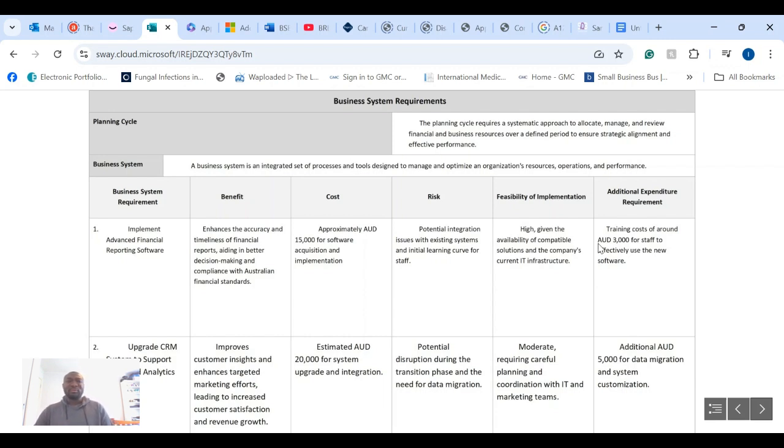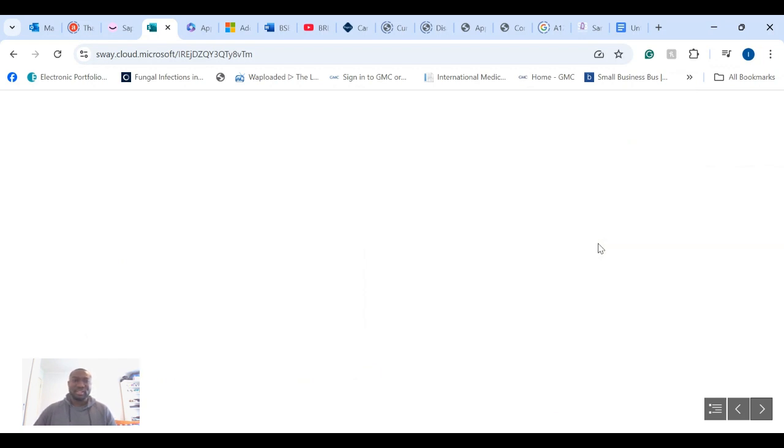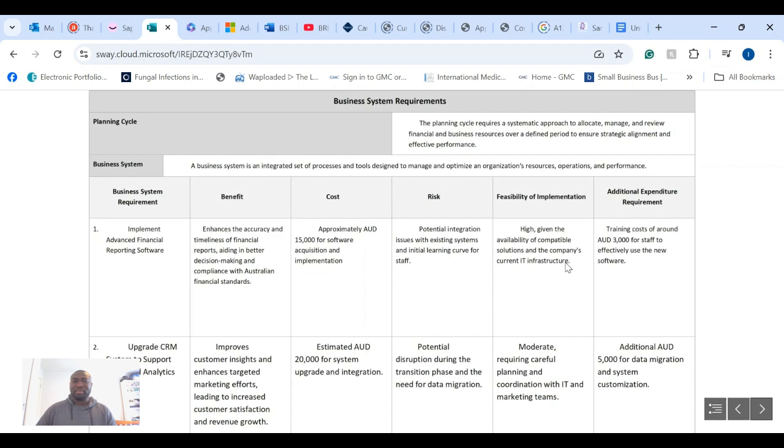Basically, I want to discuss the business system requirements. I would want to start by talking about implementing advanced financial reporting software. The benefit would be that it would enhance the accuracy and timeliness of our financial reports, and it will aid in better decision making with compliance with the Australian financial standard. I'm looking at it costing around 15,000 Australian dollars for the software acquisition and implementation.